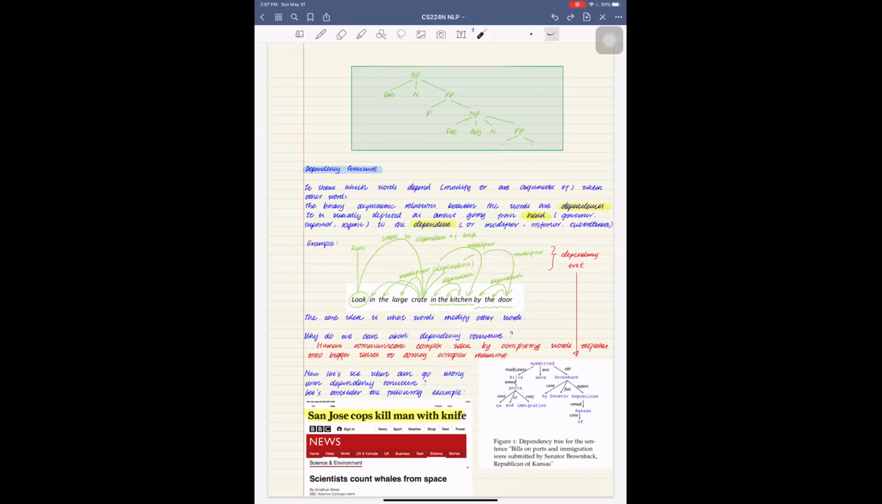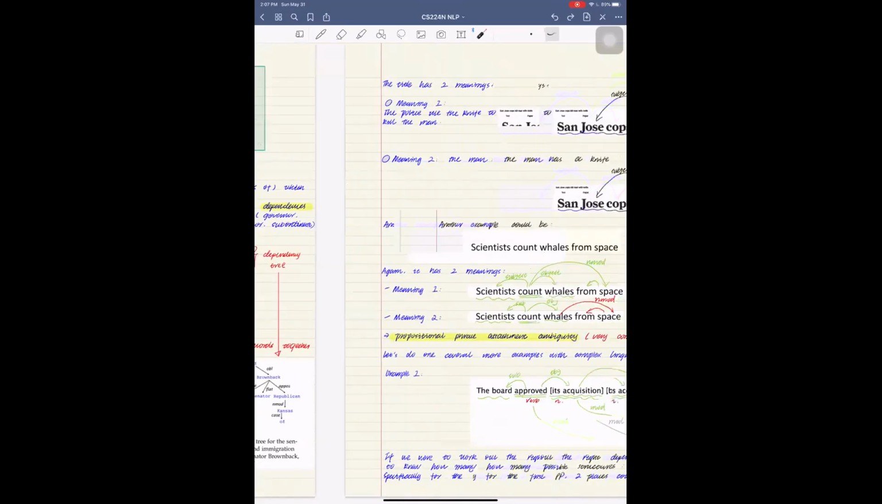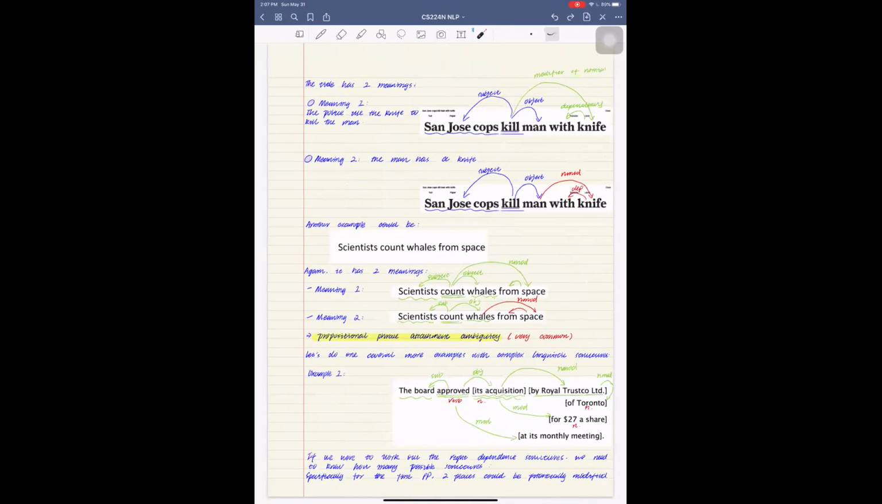Sanjo's cops. Somebody kills a man using a knife. Yes, exactly. That's the first kind of meaning, right? So the police actually use a knife to kill the man. That's our first meaning. Okay, let's do that first. Suppose this is the first meaning. We are going to start from the root, and this is the fake root here because we don't have any root yet.